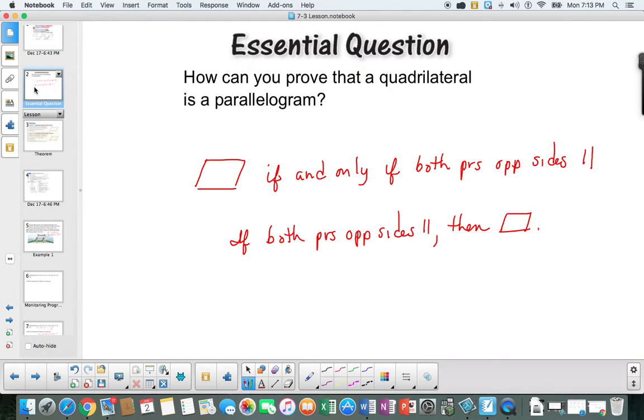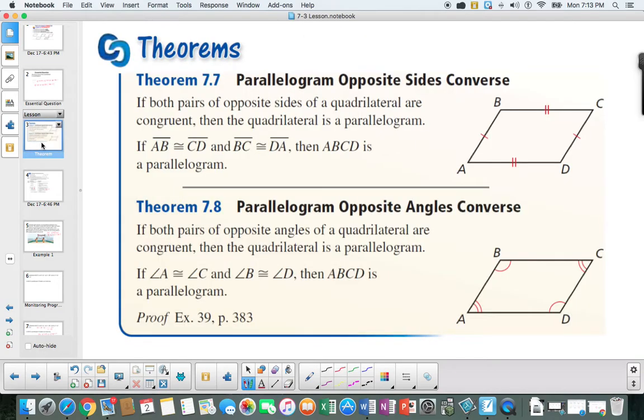In this lesson, we're going to be taking a look at what we need to see in order to conclude that it's a parallelogram. With the definition, if we can see both pairs of opposite sides parallel, then we can say it's a parallelogram. We're going to have some theorems that will also help us prove that it's a parallelogram, and these will be converses of the theorems that we've had before.